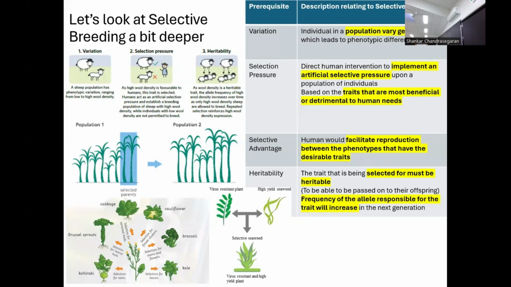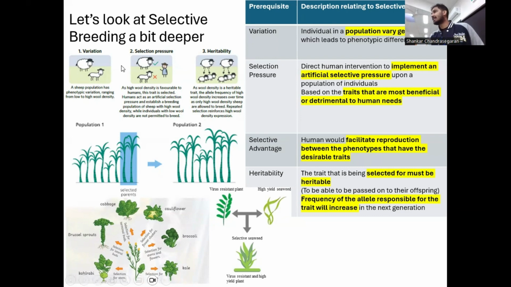Next is the selection pressure, where we implement an artificial selection pressure upon the population of individuals, and usually this is based on what is the most beneficial or most detrimental to human needs. If it's most beneficial, we'll select for it. If it's most detrimental, we will select against it. Like I said, with the wolves, we were selecting against aggressive traits. For sheep, we are selecting for the ones that can generate the most product.